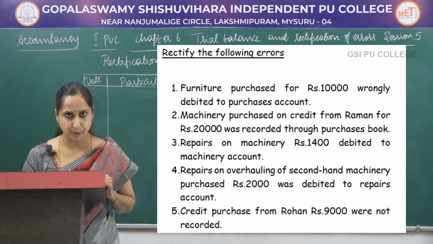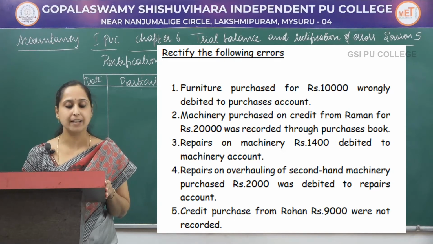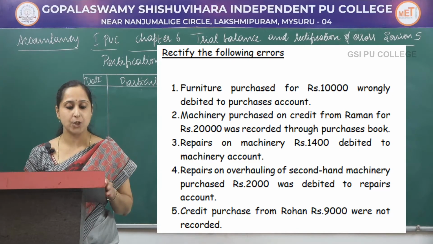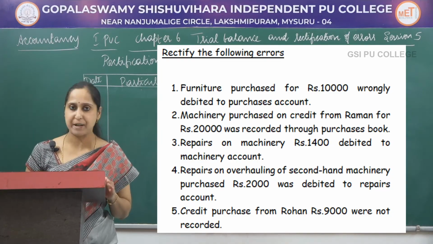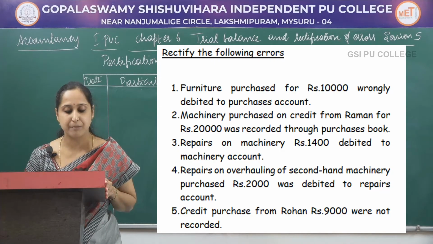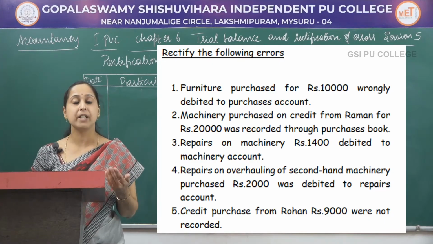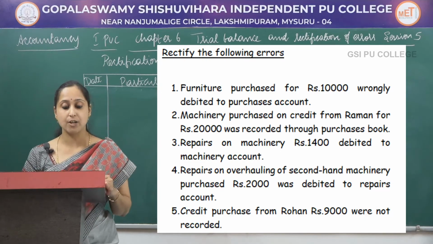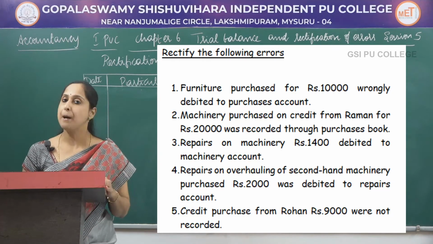Now let us do one more problem. Rectify the following errors. Furniture purchased for rupees 10,000 wrongly debited to purchases account. Here instead of debiting furniture, they have wrongly debited purchases account. We have to debit furniture and we have to credit purchases account. So the error will be rectified. Next is machinery purchased on credit from Raman for rupees 20,000 was recorded through purchases book. Instead of debiting machinery, they have recorded this transaction in purchases book. So it is wrong. So now we have to debit machinery and we have to credit purchases account.